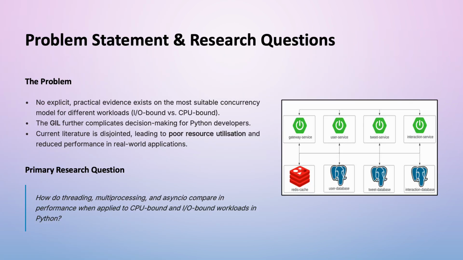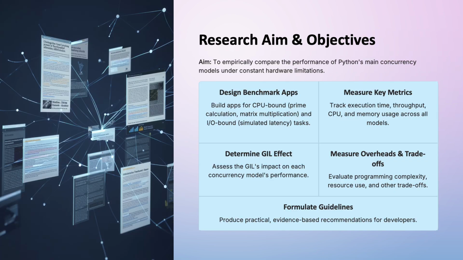The core problem is this: although Python provides multiple concurrency options, there is no empirical practical evidence telling developers which model works best for CPU intensive versus IO intensive tasks. The GIL further complicates this decision. Current literature is disjointed and often theoretical. My primary research question asks how threading, multiprocessing, and asyncio compare in performance for different workload types in Python.